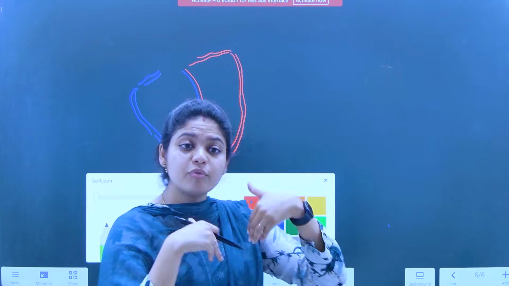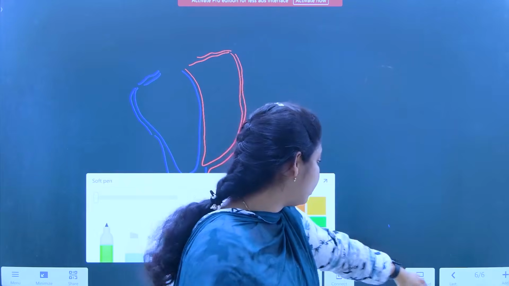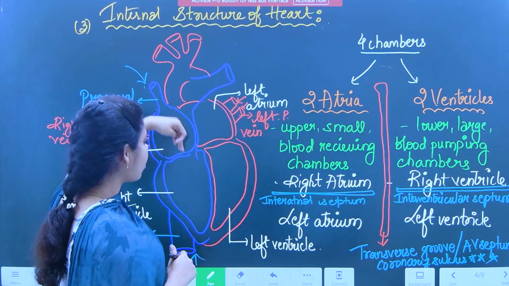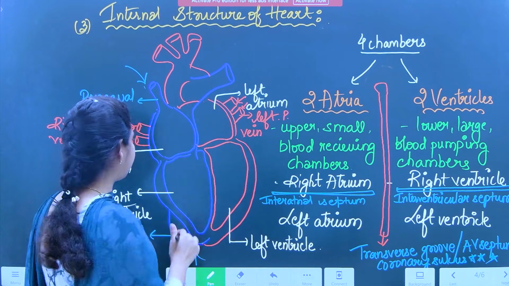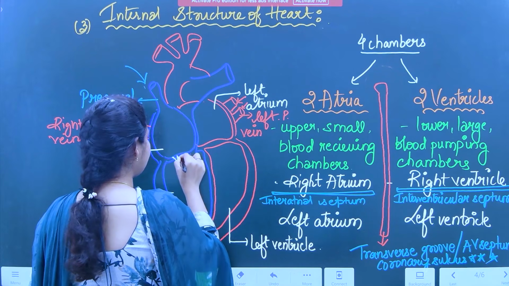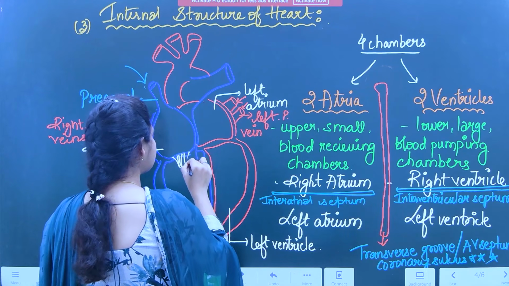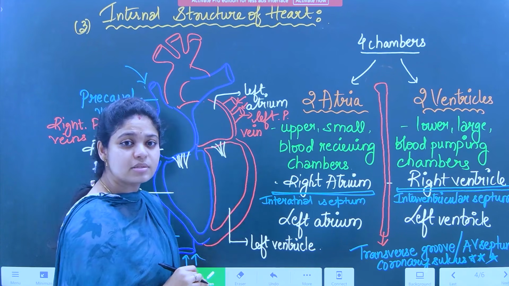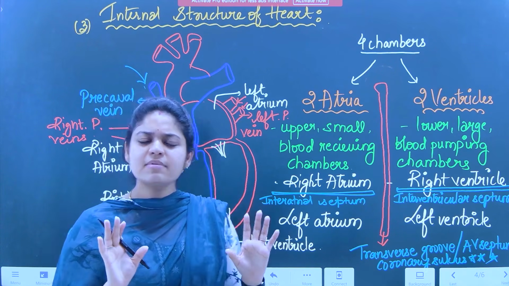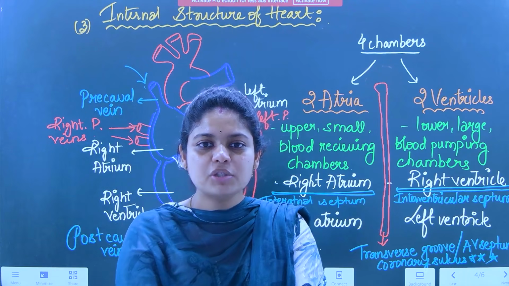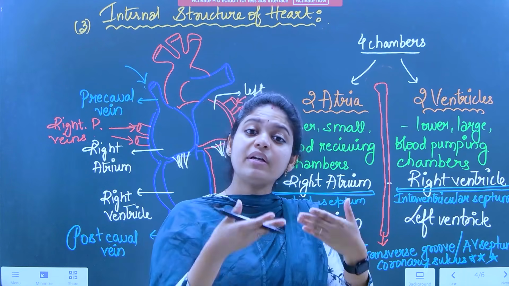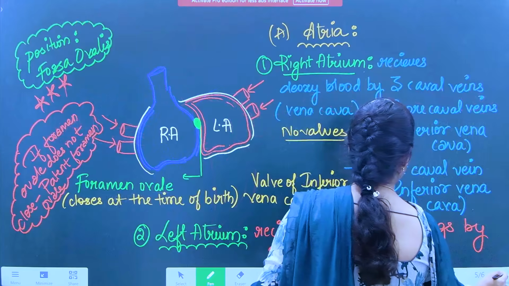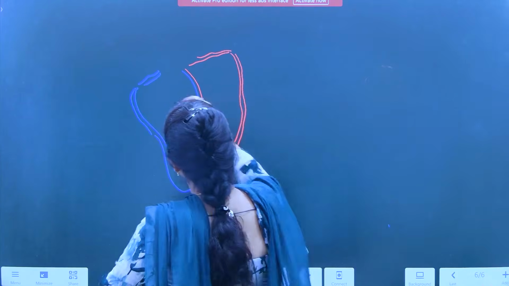When there is movement of blood from the auricles to the ventricles, like this, there are certain valves which are present over here. Valves are nothing but gates. They open, they push the blood into the ventricles, and to prevent the backflow of the blood, they get closed.